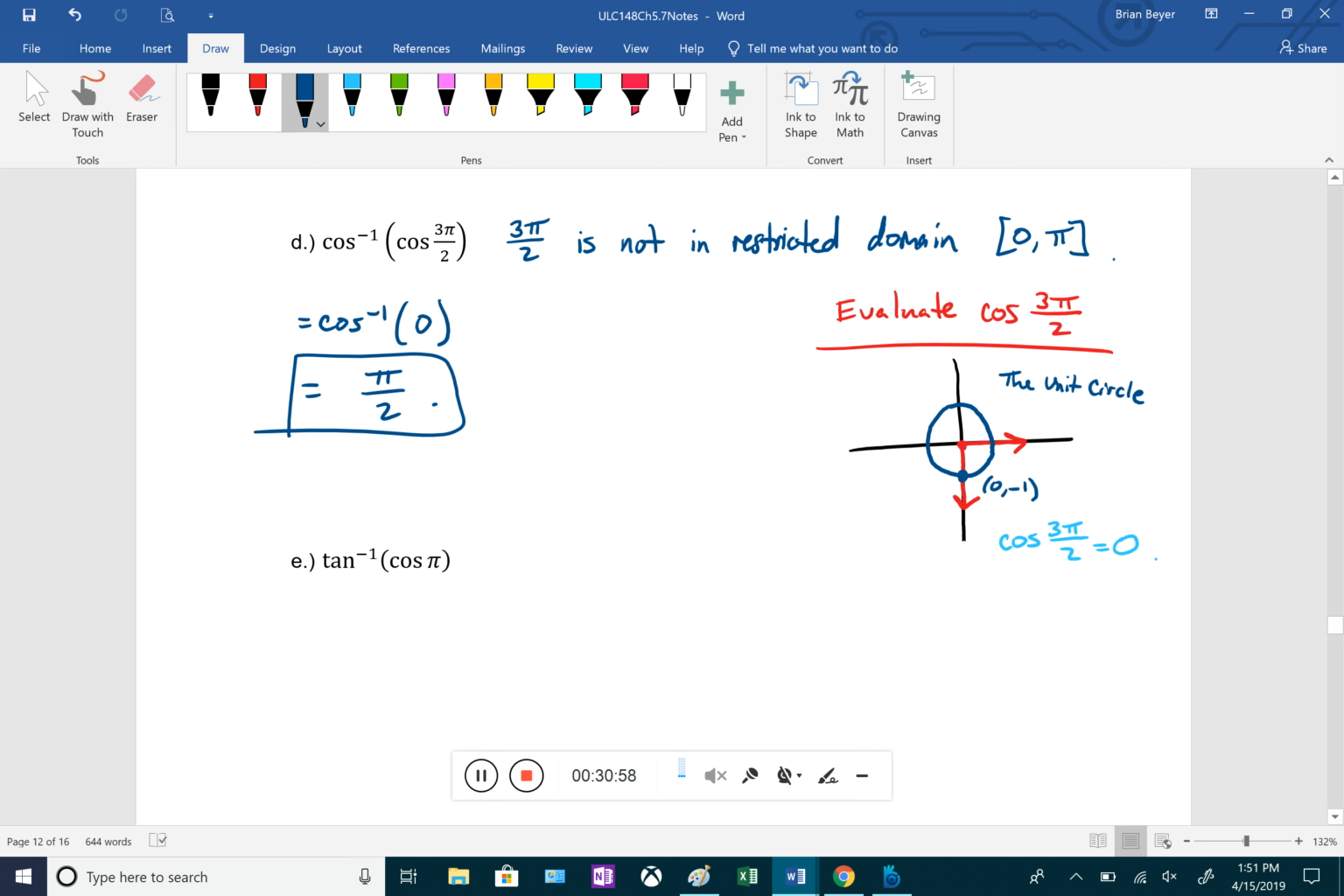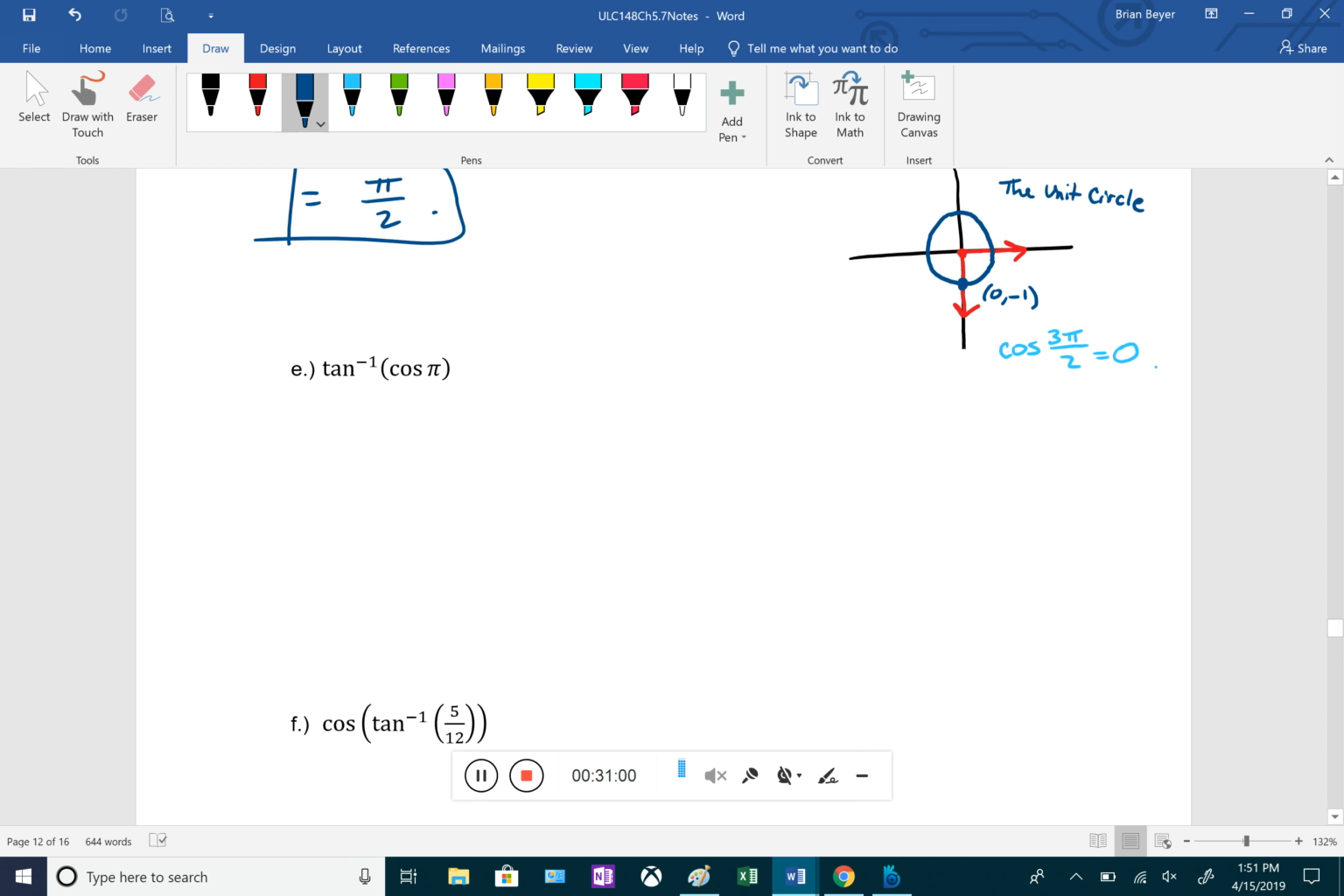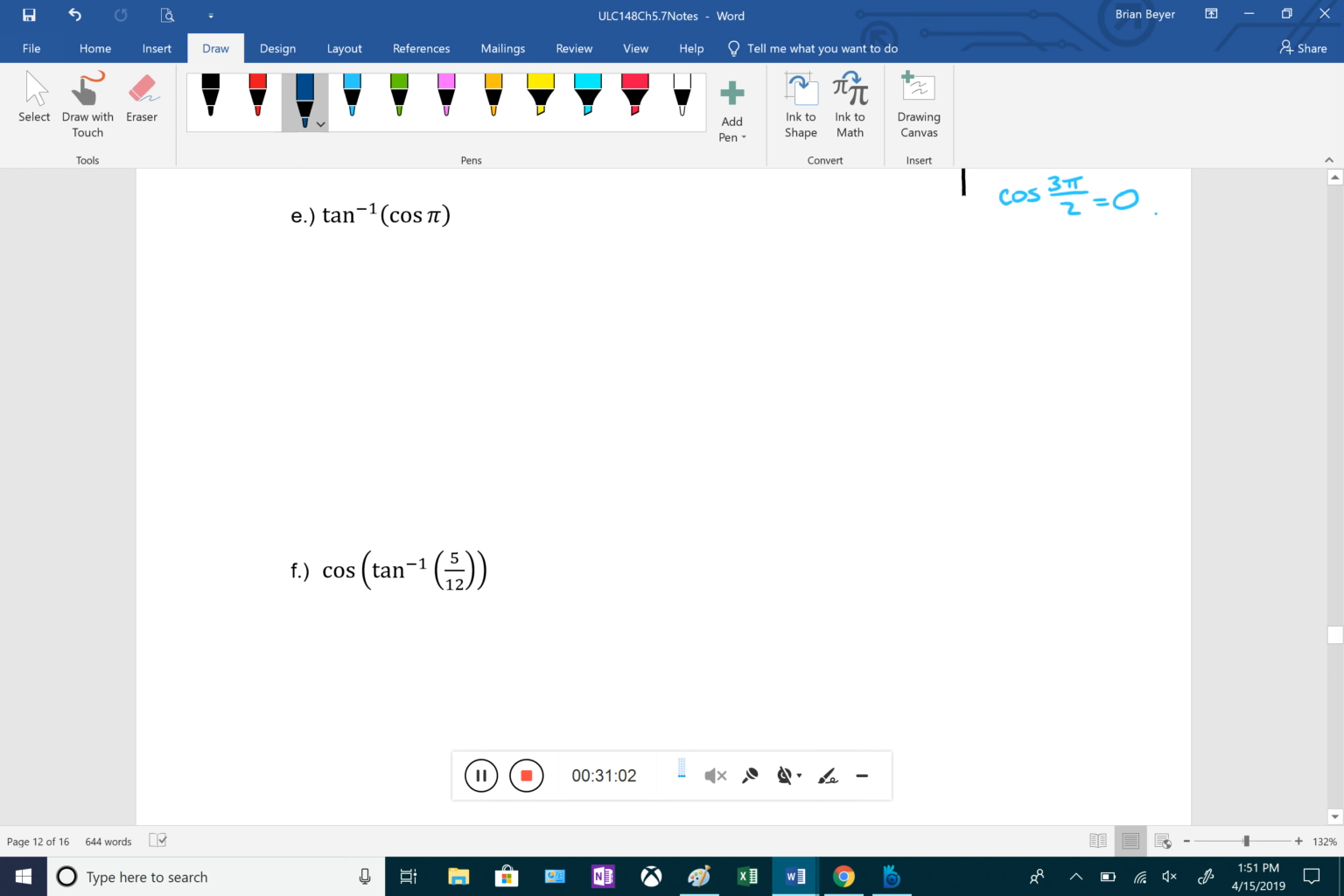Okay, so I'll do like 3 or 4 more here. So tan inverse of cosine of pi. So this time we don't have the same trig function. We have tan inverse, then we have cosine. So no matter what here, we're going to have to evaluate cosine of pi. So cosine of pi, this one, hopefully we know what this equals. The unit circle and maybe the graphs should help you remember what this is going to equal.